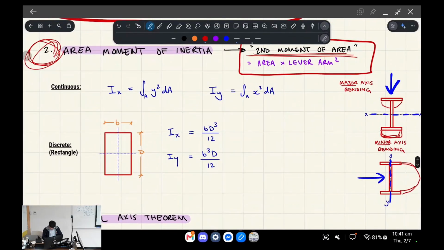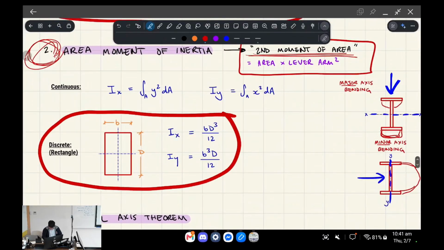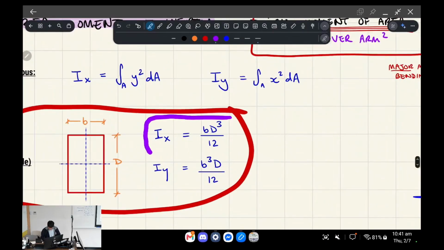Okay, so for this course, we're only going to deal with discrete rectangle shapes, okay? So for your moment of inertia, this is simply going to be bd cubed on 12 if it's bending about the x-axis, like so.